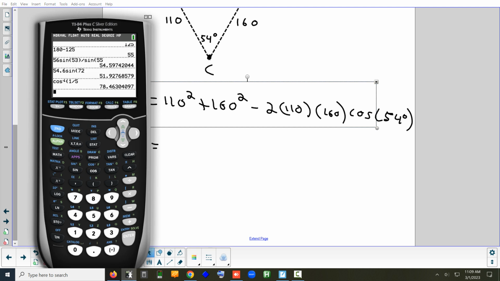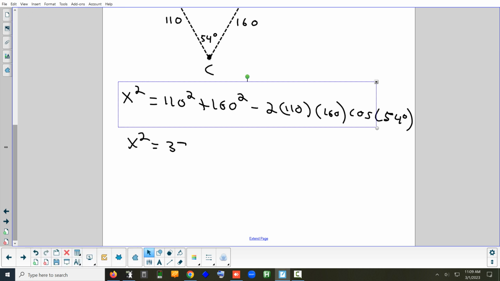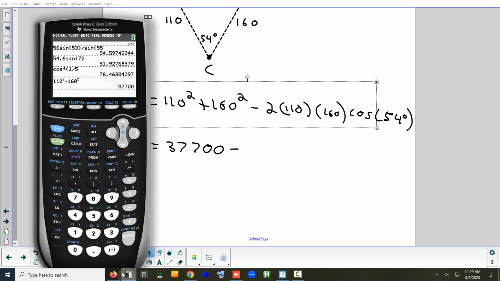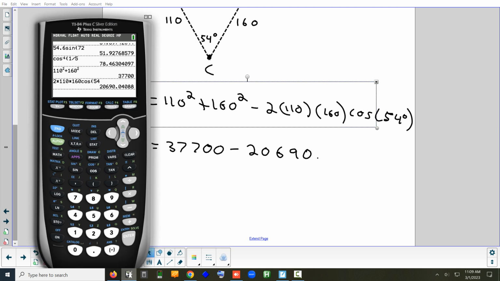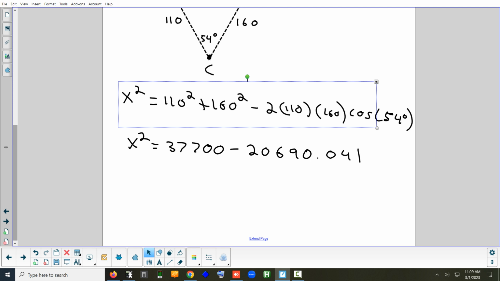So we've got 110 squared plus 160 squared, which is 37,700. Minus 2 times 110. I'm going to do that whole thing: 2 times 110 times 160 times cosine 54. That's 20,690.041.